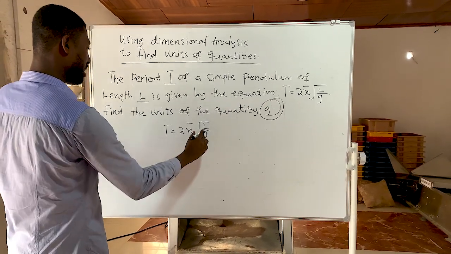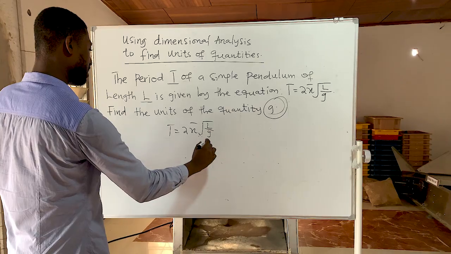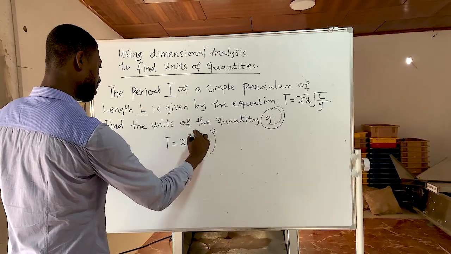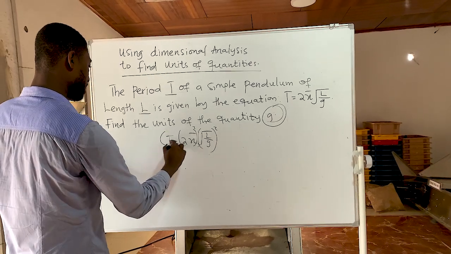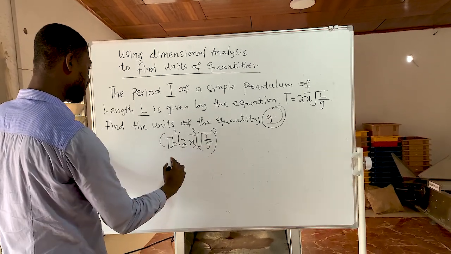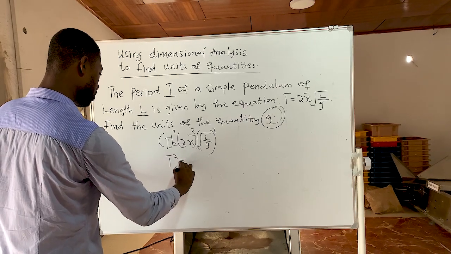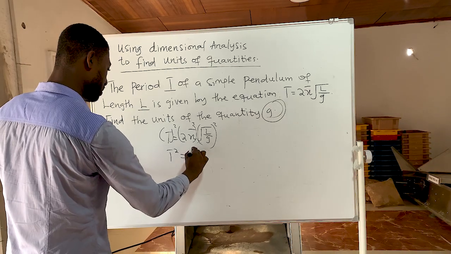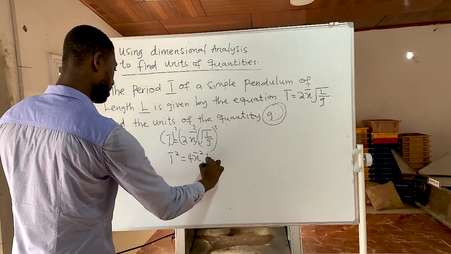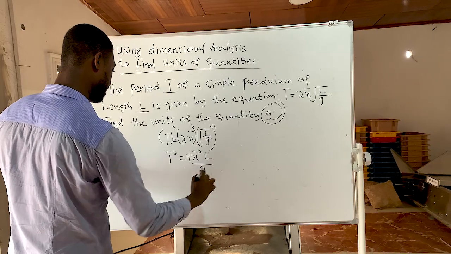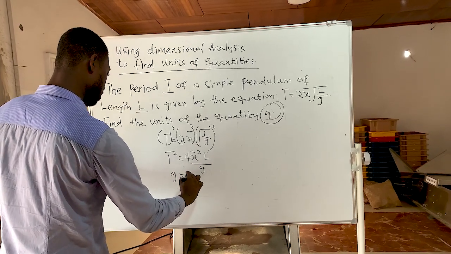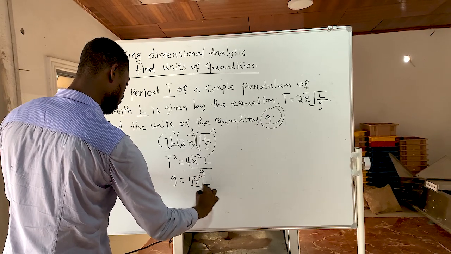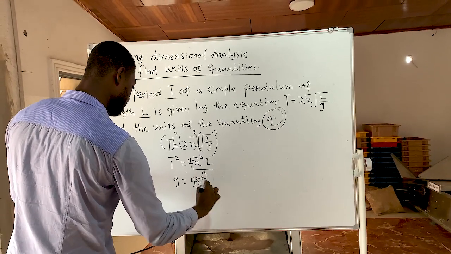L over J. I have to make J the subject. So here I'll square this, just to cancel the root sign. So I'm going to have T squared equal to 4 pi squared L over G. Therefore, G will be equal to 4 pi squared L over T squared.